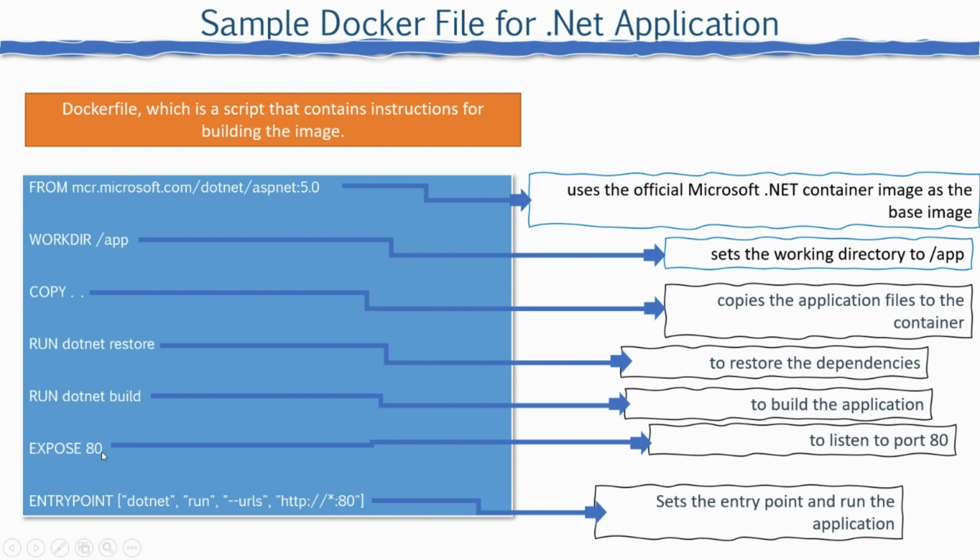Next, this expose instruction tells Docker that the container listens on the specified network port at runtime. Here it is 80. Next comes entry point. This instruction sets the command that will run when the container starts.